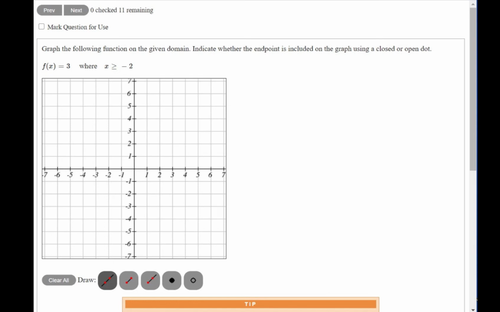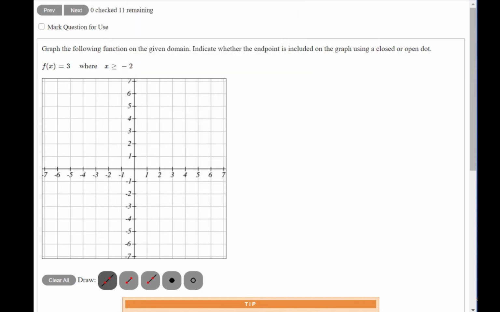Graph the following function on the given domain. Indicate whether the endpoint is included on the graph using a closed or open dot. So we have f of x equals 3, which is a constant function. And a constant function is simple enough to graph.